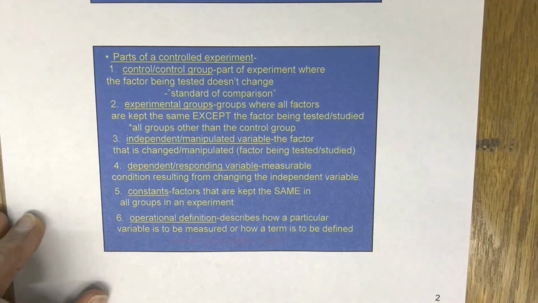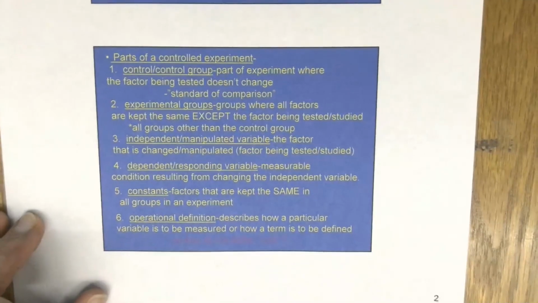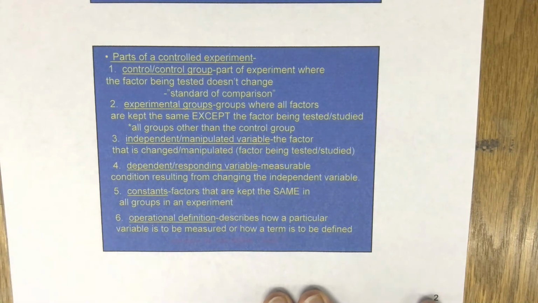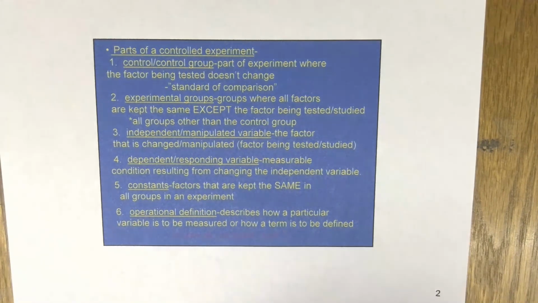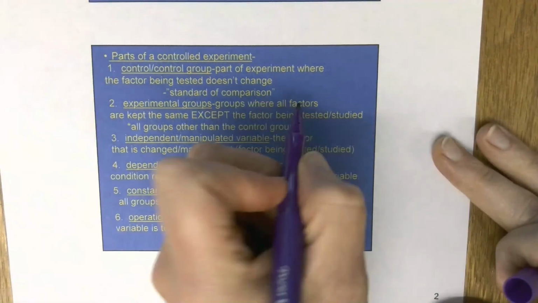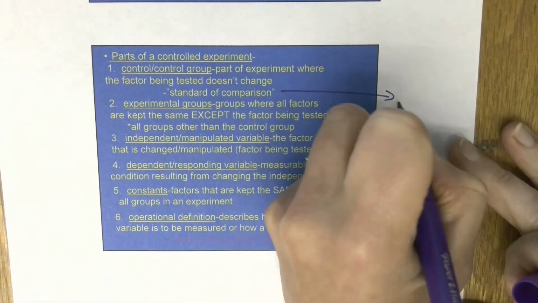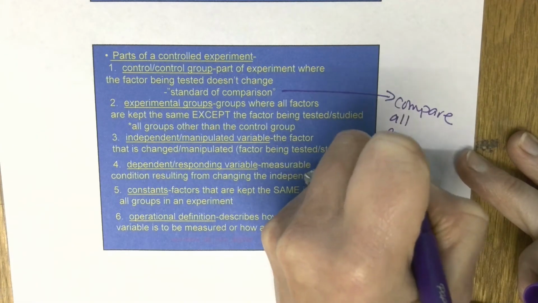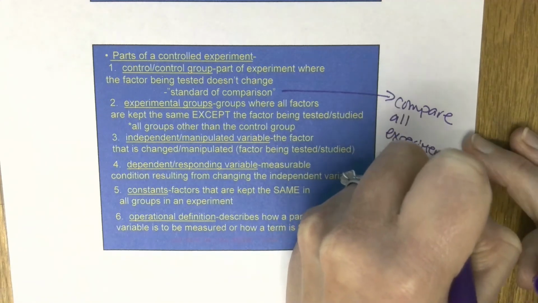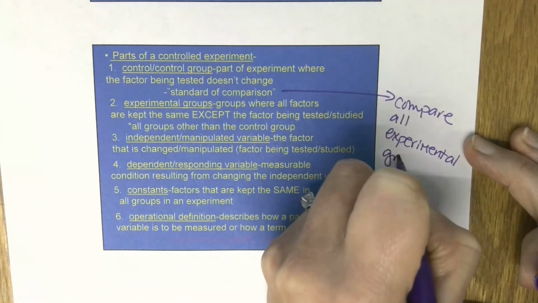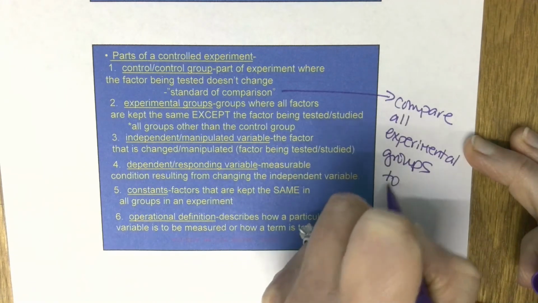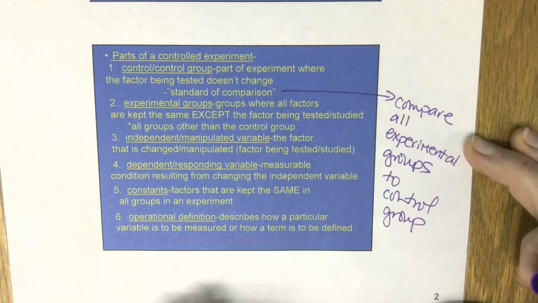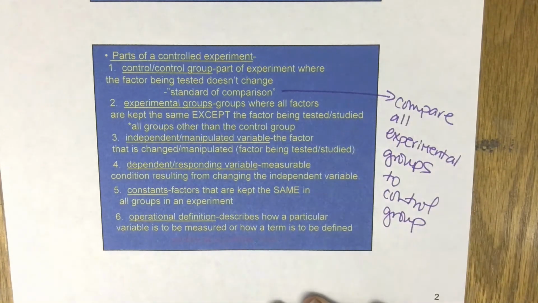All right, so the first thing is the control or the control group. So this is the part of the experiment where the key factor that's being tested doesn't change. We often hear this phrase, standard of comparison, okay? So it's what you're going to compare all your other groups to. And your other groups are called your experimental groups. Okay, so that's something I would say you need to write down, okay?